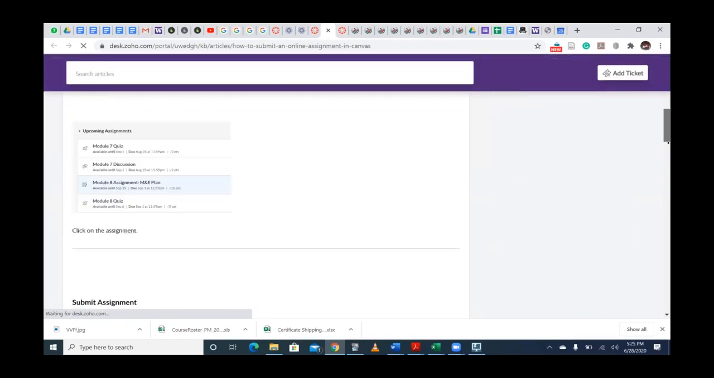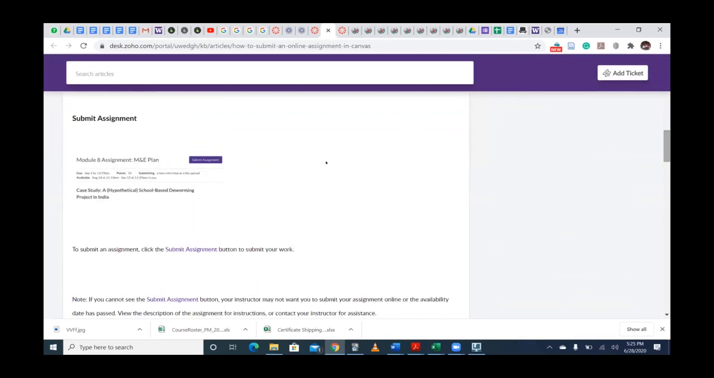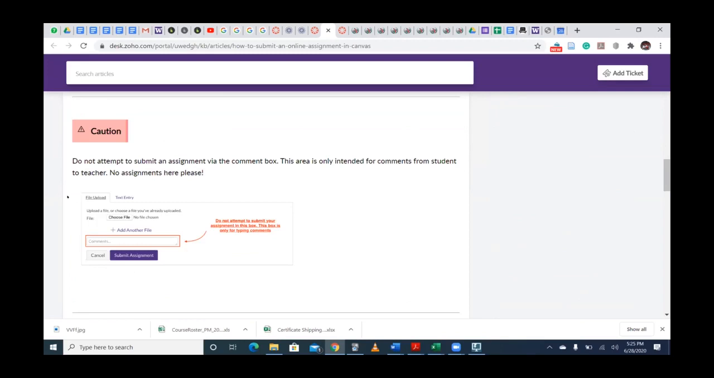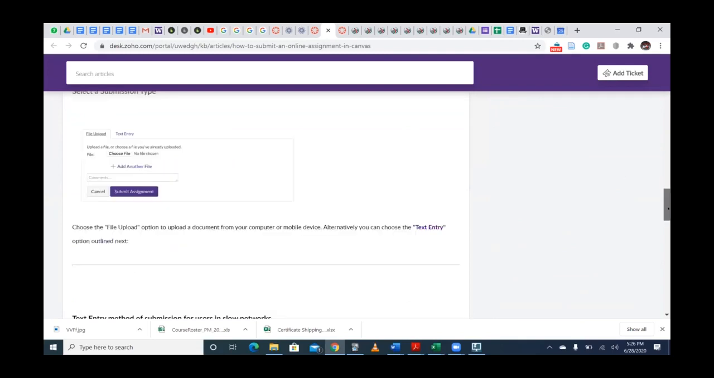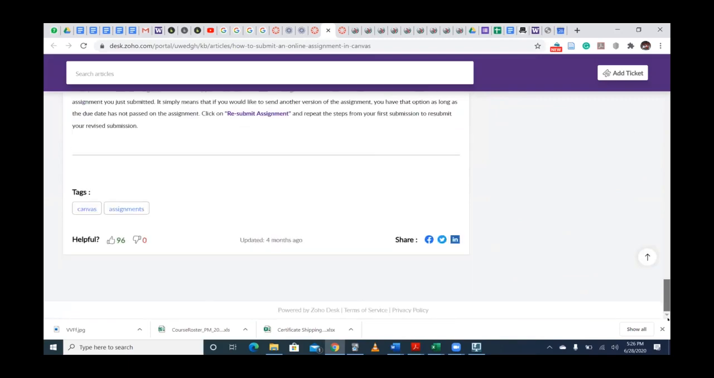All right, so submit assignments. You will see this submit assignment button there, and you can click on that, and it will take you to this window. You can choose if you want to upload a file or enter text. You can copy and paste, but I think you would want to upload a file because it's on PowerPoint. All right, so that is how you submit your assignment.